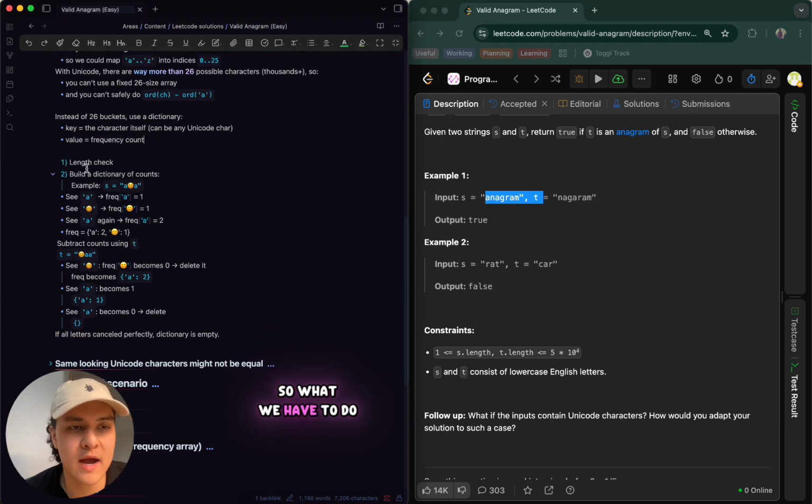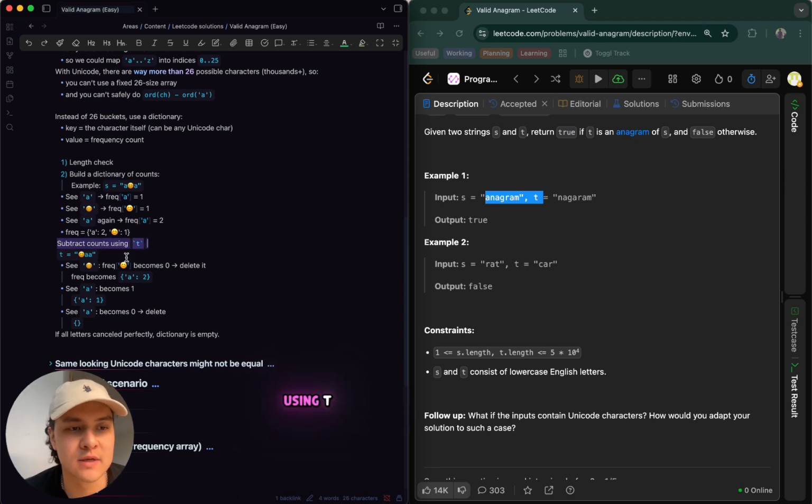So what we have to do is first, of course, check the length, then build a dictionary of counts. For example, here S is A, emoji, A. So we will see A, and we will store the value as frequency, which is 1. Then we will go through this emoji, and frequency would also be 1. Then when it comes to A again, we'll have a frequency of 2. And this will be our final dictionary, with A appearing twice and the emoji once.